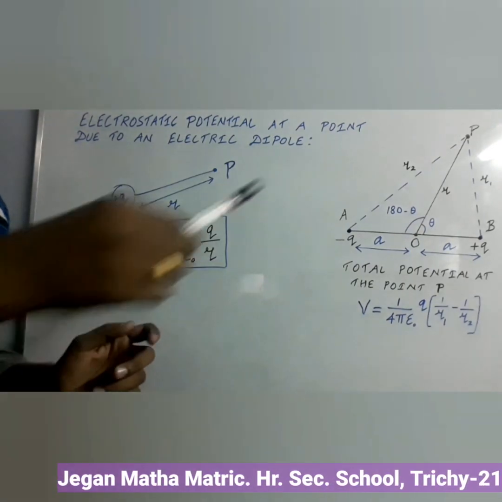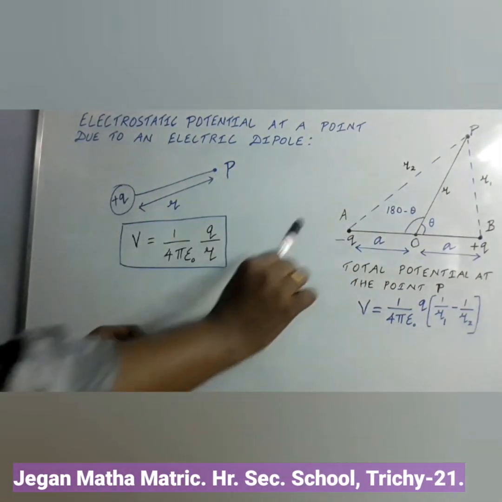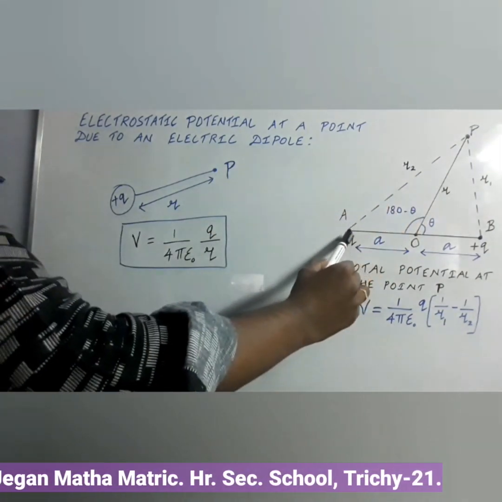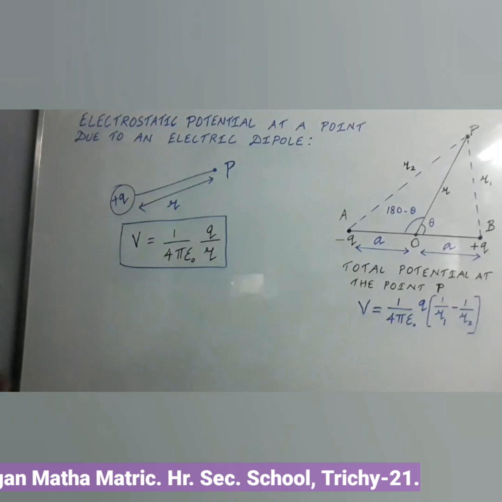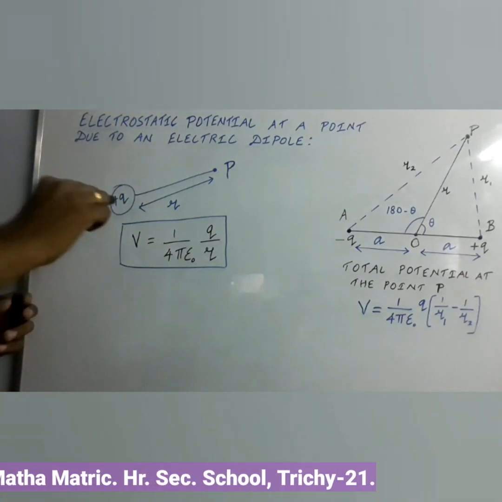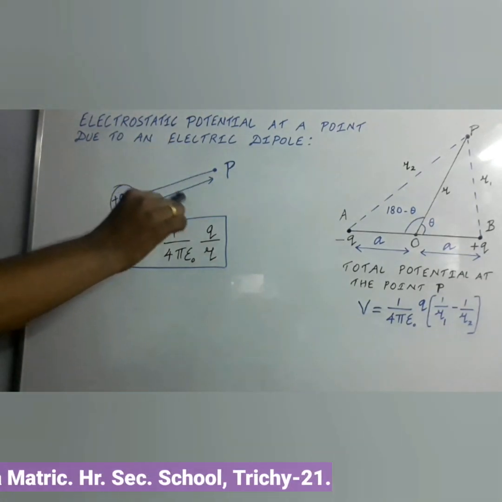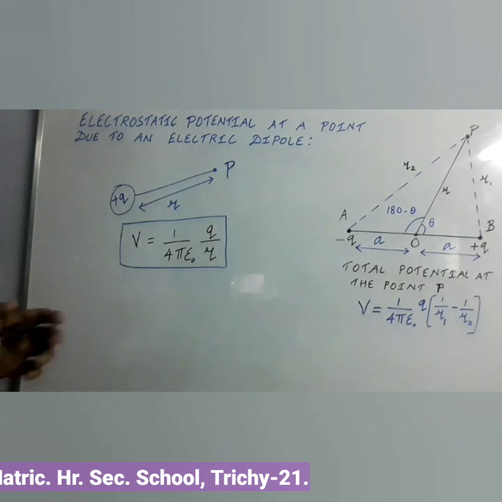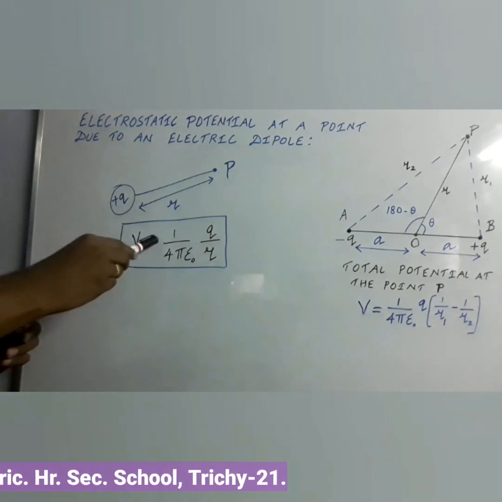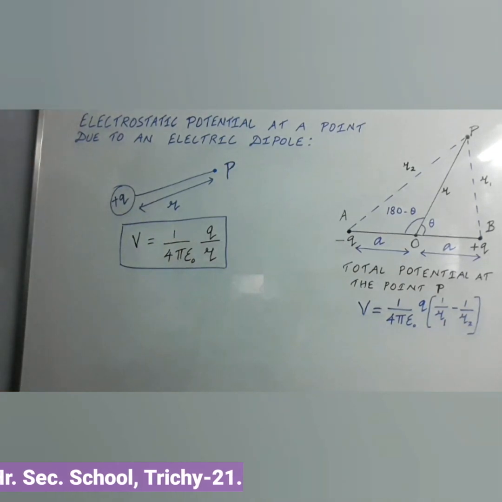Let R1 be the distance between the positive charge and the point P, and R2 be the distance between the negative charge and point P. And here we know the expression for the electrostatic potential due to a point charge at the point P, which is located at the distance R. What is the expression for the electrostatic potential due to a point charge? V is equal to 1 by 4 pi epsilon naught Q by R.